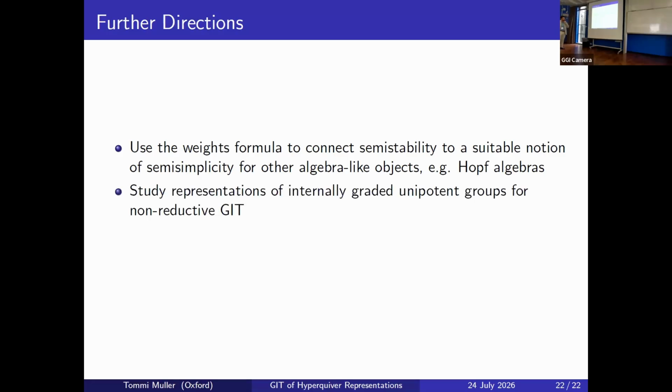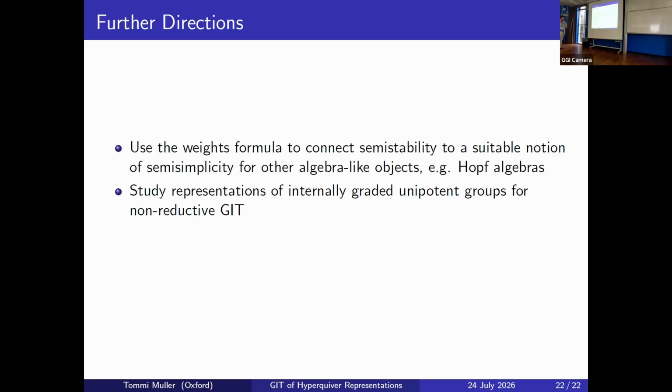And one can also study representations of these internally graded unipotent groups, which show up in non-reductive GIT, and one can ask how much can we say about these representations, and therefore how much can we say about moduli of unstable objects.